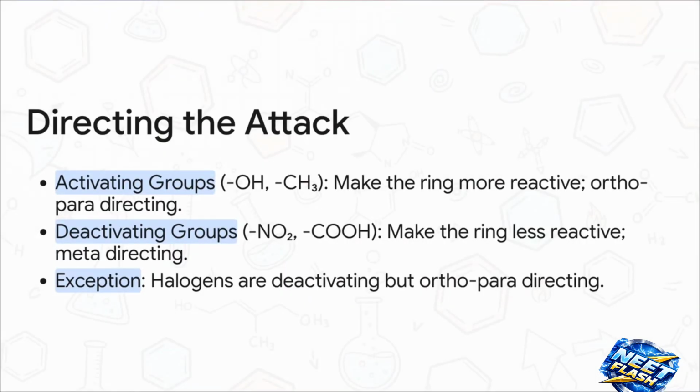And here is where it gets really strategic. Whatever group is already on the benzene ring acts like a traffic director. It literally tells the next incoming group where it's allowed to attach. We have activating groups that make the ring even more reactive and direct newcomers to the spots right next door or directly across, the ortho and para positions. Then you have deactivating groups that make the ring less reactive and send new groups to the meta positions. This kind of predictability, it's a chemist's dream. It's like having a blueprint for building complex molecules.